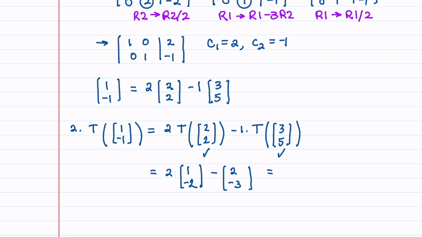Now let's go ahead and write down what this is. Our first component, we have a 2 minus 2. And then in our second component, we have a -4 plus 3, which gives us an answer of (0, -1). So our transformation of (1, -1) is the vector (0, -1).